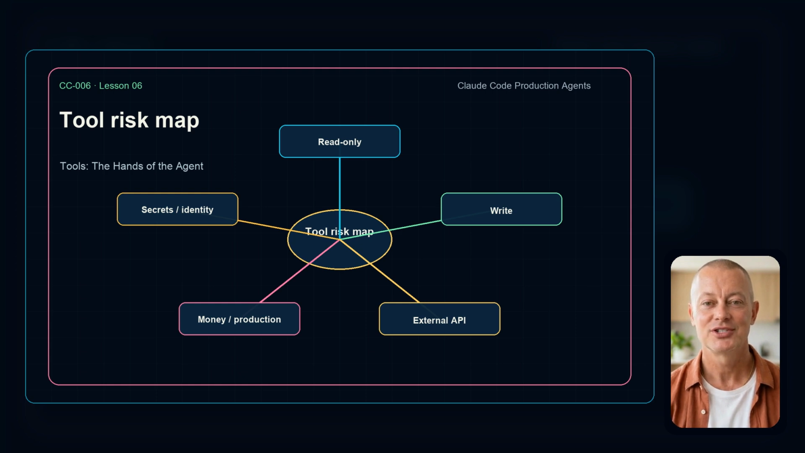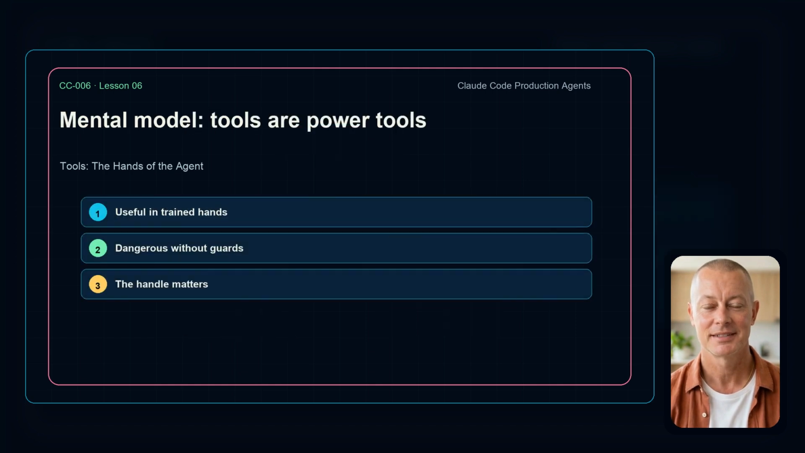The visible artifact for this lesson is the tool risk map. Put every tool into a category: read-only, write, external API, production action, or sensitive identity action. Then ask 4 questions. What can this tool touch? What can it change? What evidence does it return? What happens when it fails?